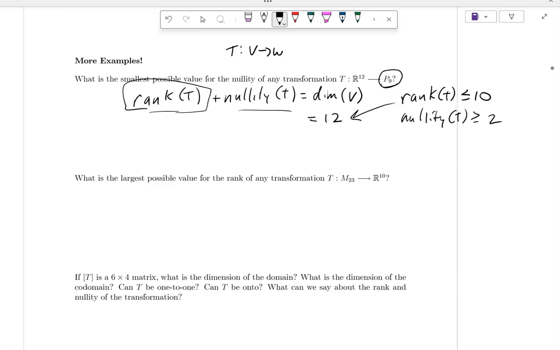Well, it depends on the transformation. The rank and the nullity will depend on what the transformation is. This just gives you bounds on what it has to be. It could be 9 and 3. It could be 8 and 4.